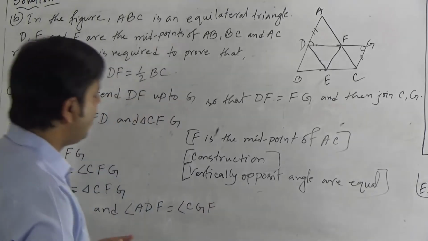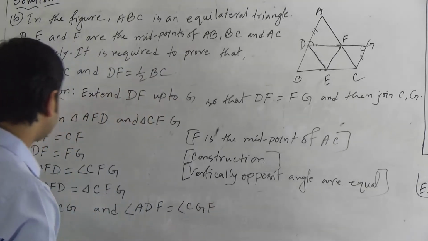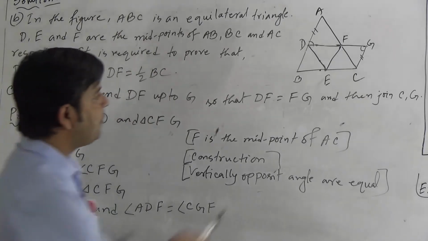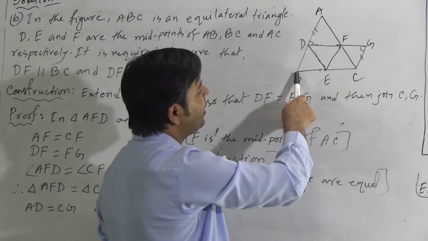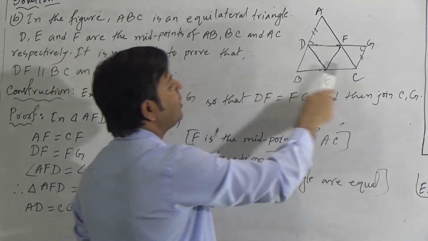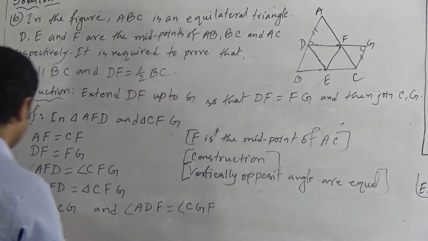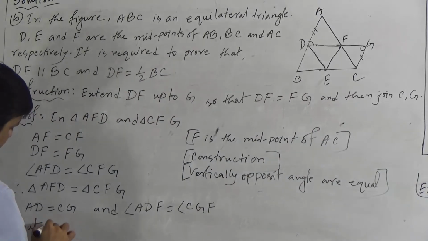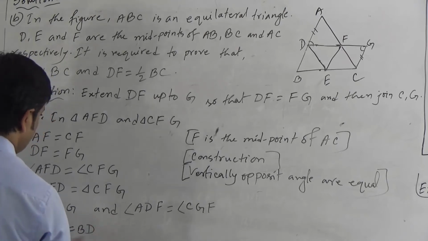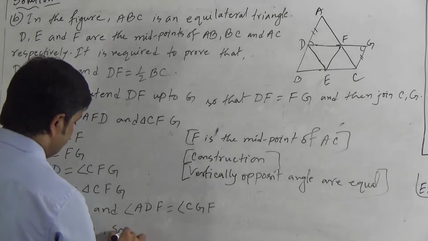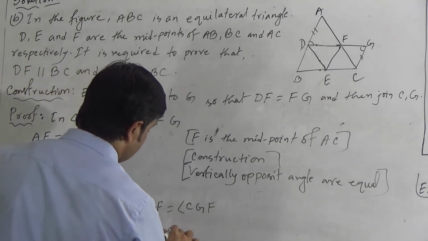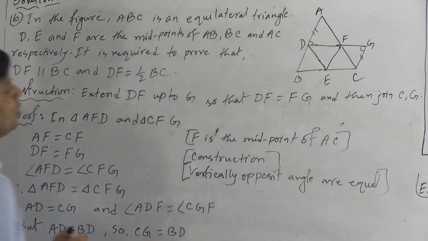Now, if you notice here, AD and CG are equal, but D is the midpoint of AB. For this we can say AD is equal to BD. So we can say CG is equal to BD.